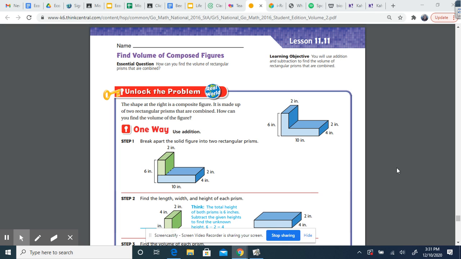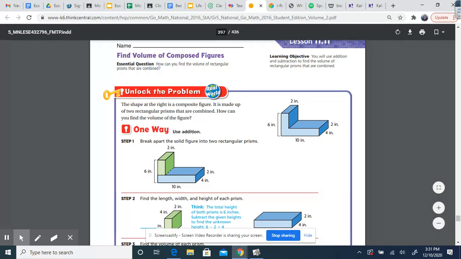So today we are going to be continuing to learn about volume. You will use this video for today's assignment as well as tomorrow's assignment. So if you need to rewatch it tomorrow, you should do that. Our essential question is, how can you find the volume of rectangular prisms that are combined?